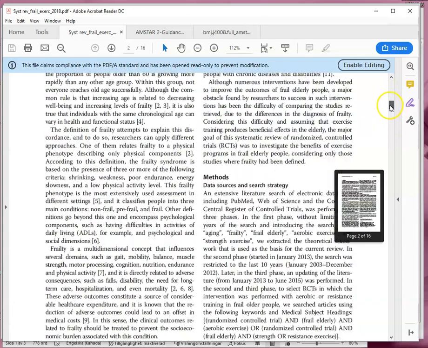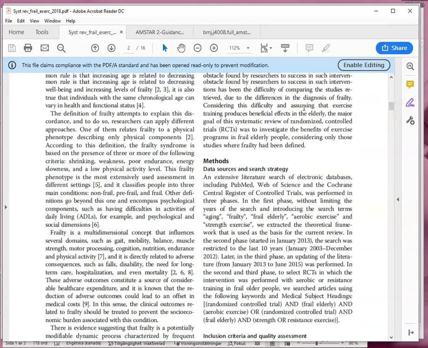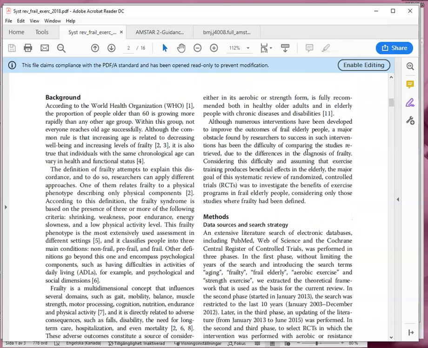Let's see what's this. The background, of course, and then you end up with the aim of the study.